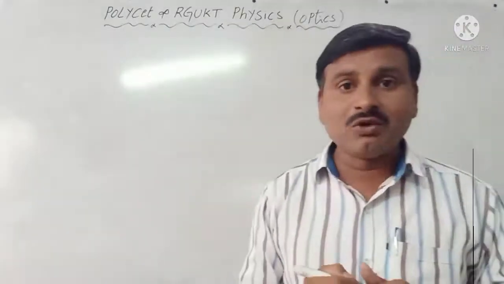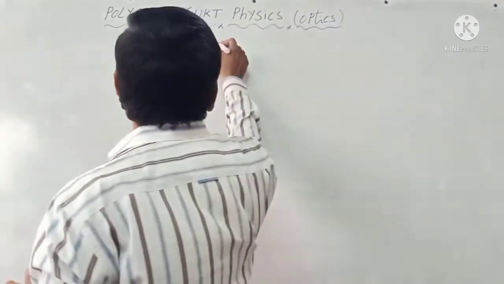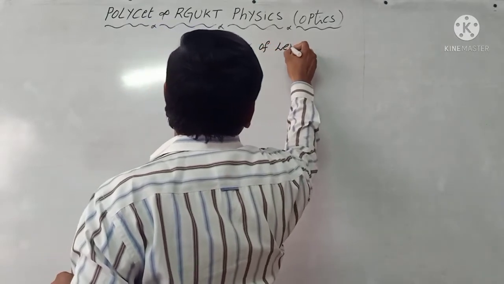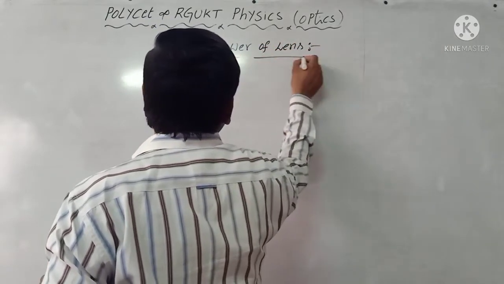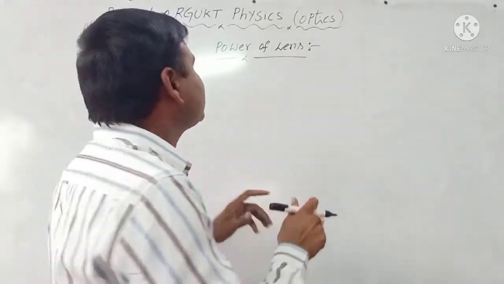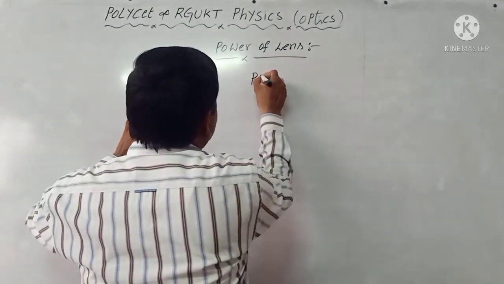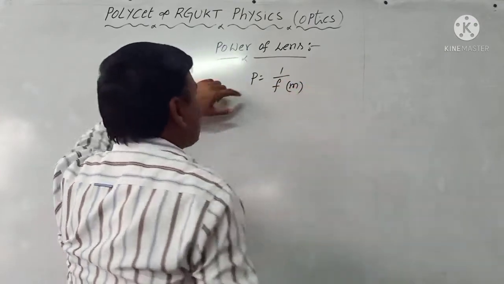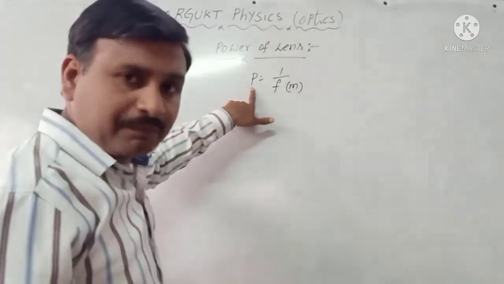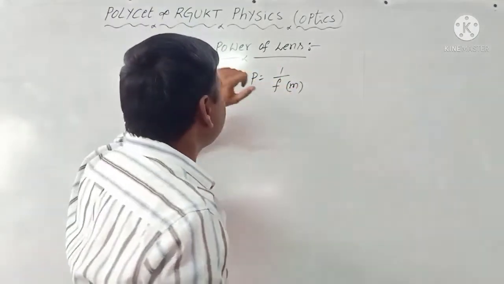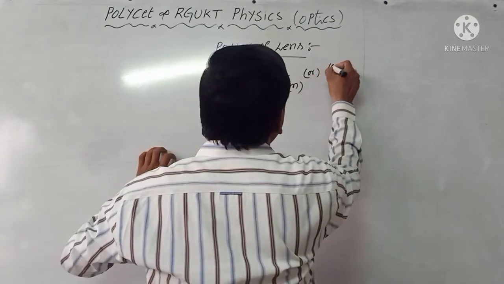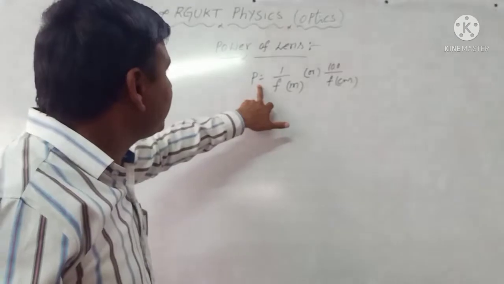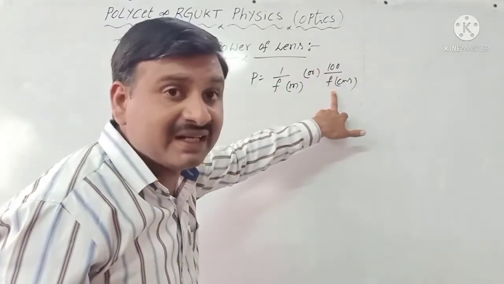We are discussing the power of lens. What is power of lens? Power of lens means the reciprocal of the focal length. It is denoted by the letter P. P equals 1 by f in meters, or 100 by f in centimeters.